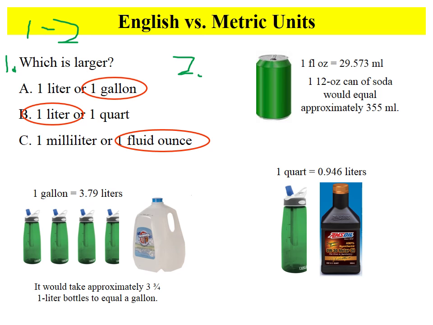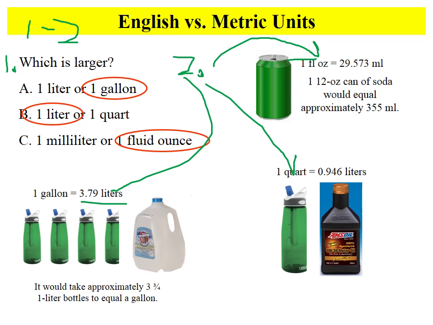And then number 2 is these three things for the 1 gallon equaling 3.79 liters. 1 fluid ounce is equal to this one. And then your quart one is here.